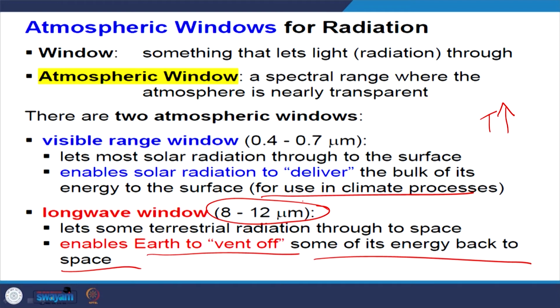So, if you have a filter somewhere in a distant galaxy, and you see Earth in this spectral window, you will see a very clear image, because much of it is escaping the Earth, right. So, the terrestrial radiation has a window in this range, and the visible range window is in this range. This allows the sun to deliver energy onto the surface, which heats up the surface, and this radiation allows the surface to lose some energy. Okay. So, these two windows are very important.